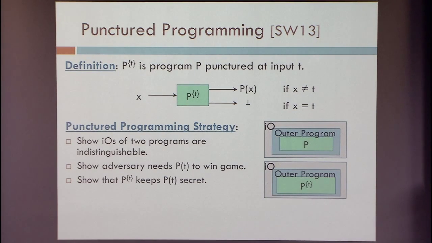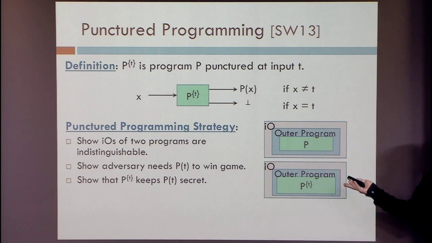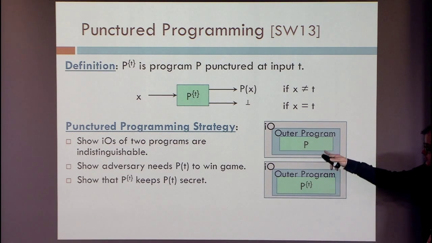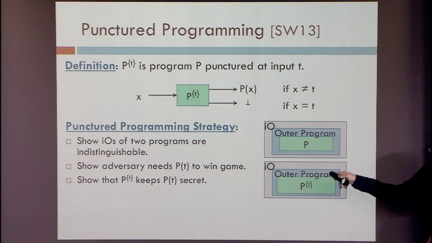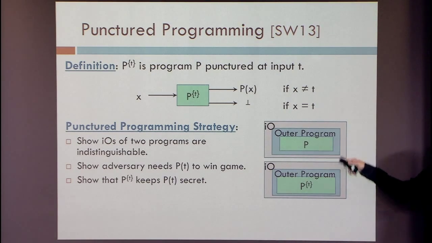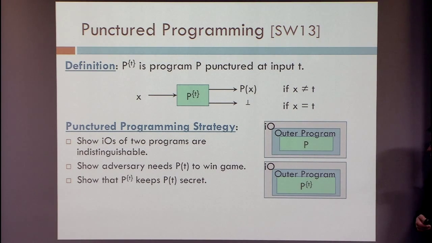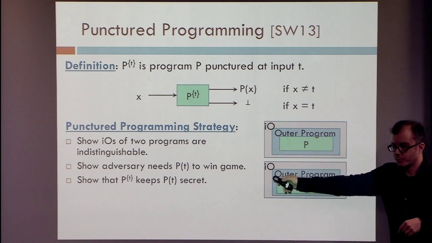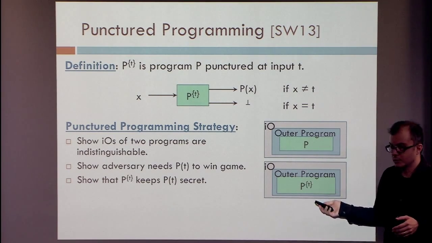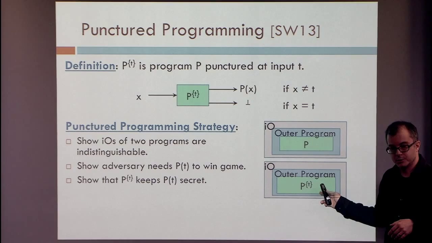And basically, the idea of the punctured programming strategy is that, first of all, I want to try to show somehow, I'm being very vague here, but the general strategy is that I want to prove that these two programs, perhaps if this is a component in some outer program, that the overall programs maybe have the same exact functionality, and therefore the IOs of them are indistinguishable. And then I want to also show that the adversary needs P of T to win the game, but he can't get it in this case because it's punctured at T.